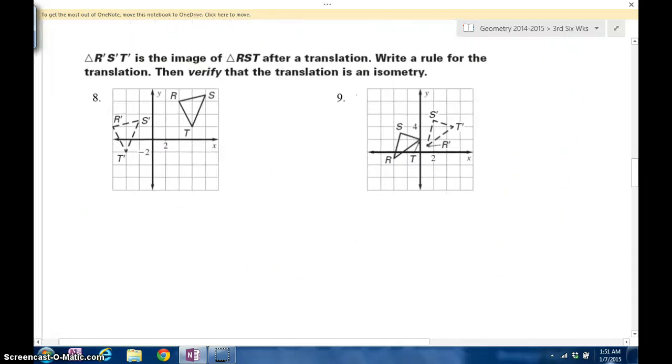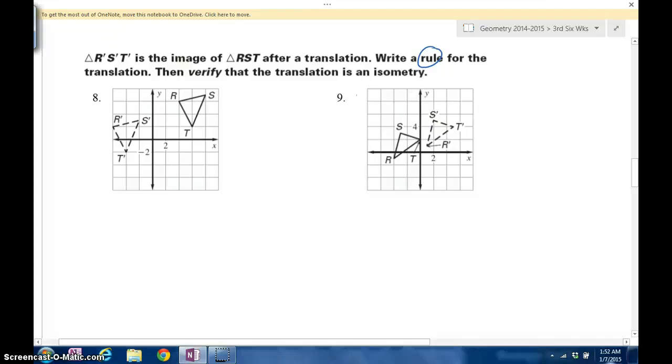Alright, so now they want us to find a rule, x plus or minus something, comma, y plus or minus some number. And then they want us to verify it's an isometry. In other words, are we going to verify that the triangles are the same size? Alright, did it change size when the transformation happened? Okay, so first let's find the rule. So what we're going to do is you take one of the vertices. Let's go ahead and start with R, since it's right in the corner.